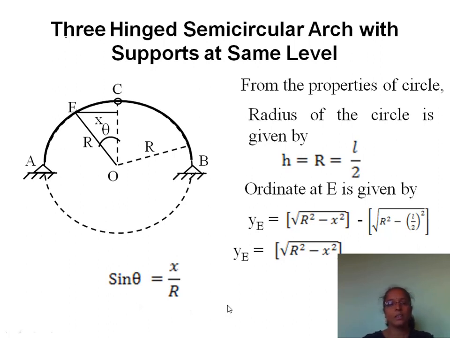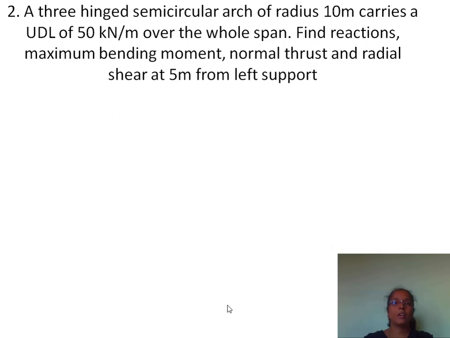So let us solve a numerical problem on this one. So let us take a problem. A 3-hinged semicircular arch of radius 10 meter carries a UDL of 10 kilonewton per meter over the whole span. Find reactions, maximum bending moment, normal thrust and radial shear at 5 meters from the left support.